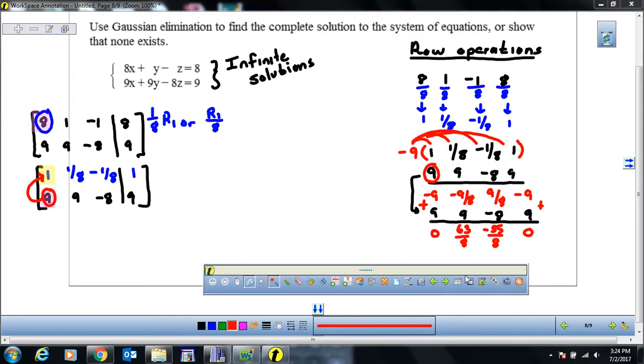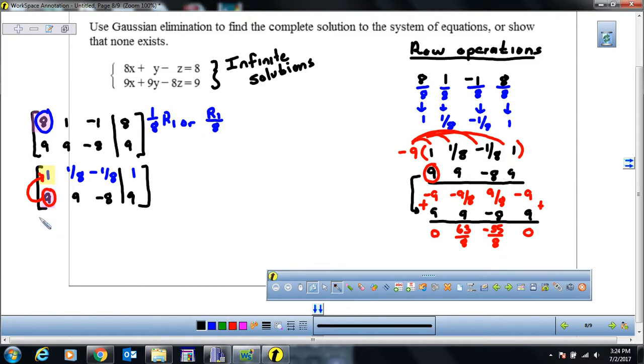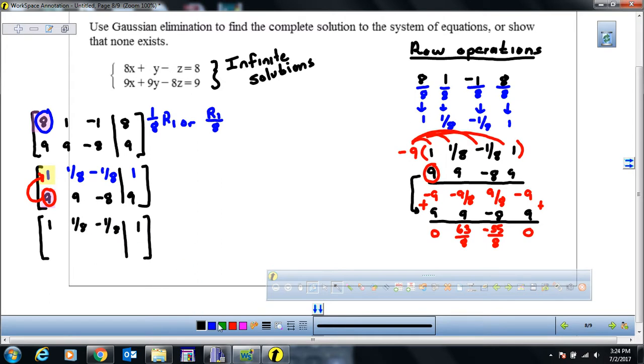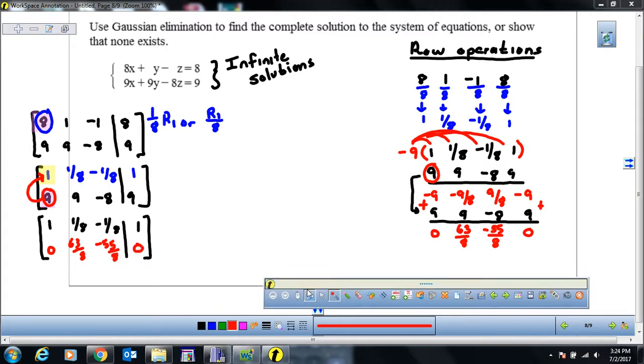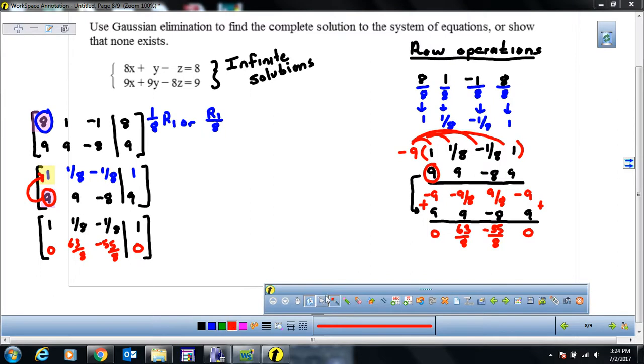So that gives us the second row. We're going to write this in my second row right here. My first row, we're going to bring down: 1, 1/8, -1/8, and 1. My second row becomes 0, 63/8, -55/8, and 0. So what is the operation that we used to make that 9 into a 0? We first multiplied the first equation by -9, which is row 1 times -9, and then we added it to the second equation, which is row 2.